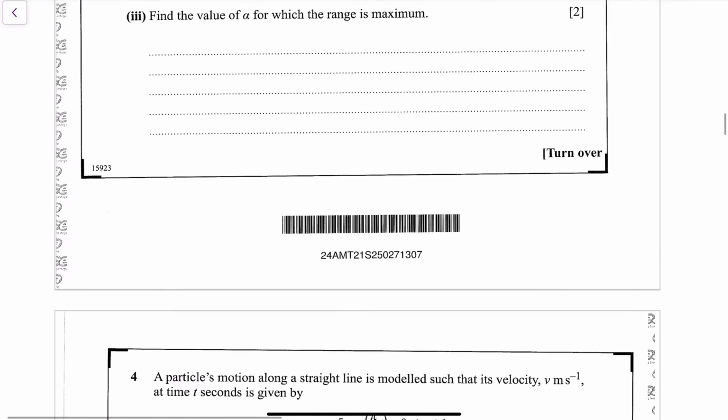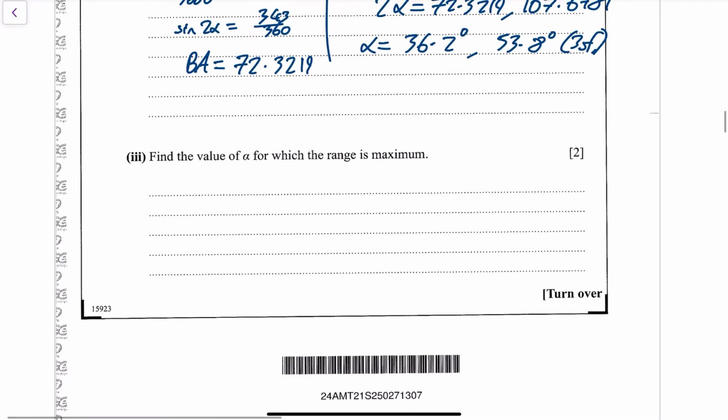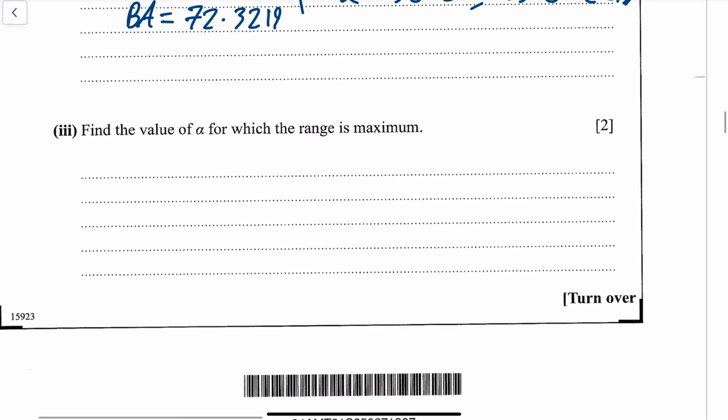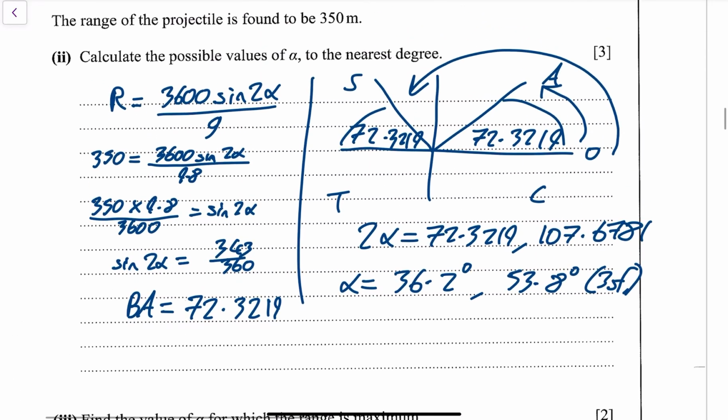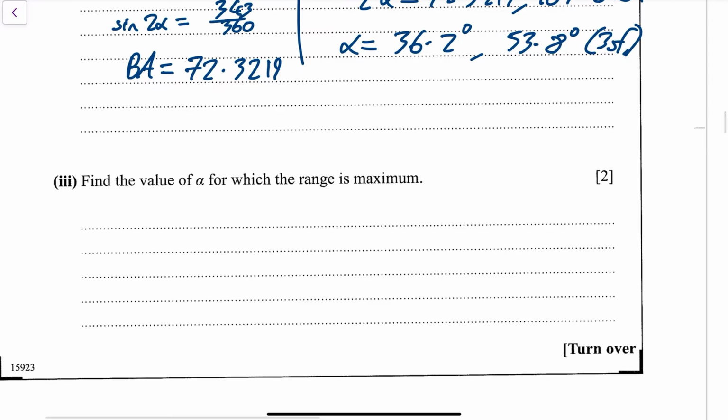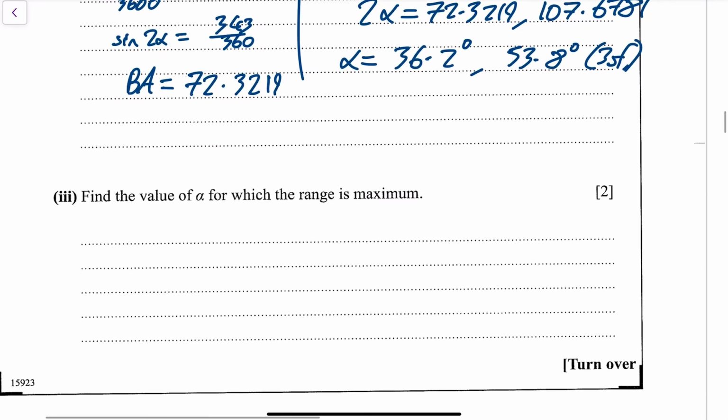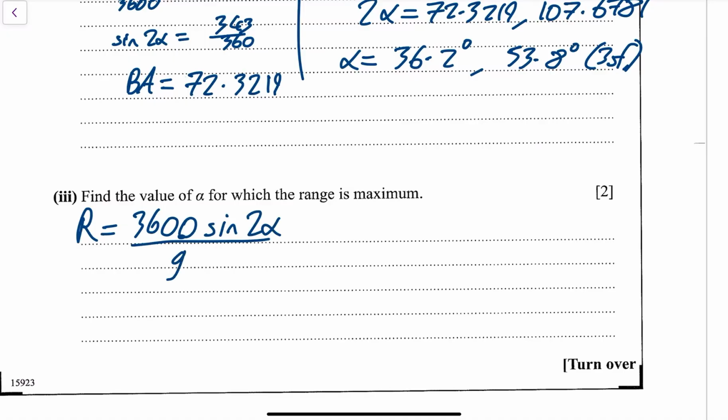Super. It says, find the value of alpha for which the range is maximum. You should know really that the range is maximum at an angle of 45 degrees, but I think for 2 marks they want us to show this. So the range formula was, let me write it down again, range is equal to 3,600 sine of 2 alpha all over g. The range will be maximum at 45 degrees, but that is because the maximum value of sine is 1.